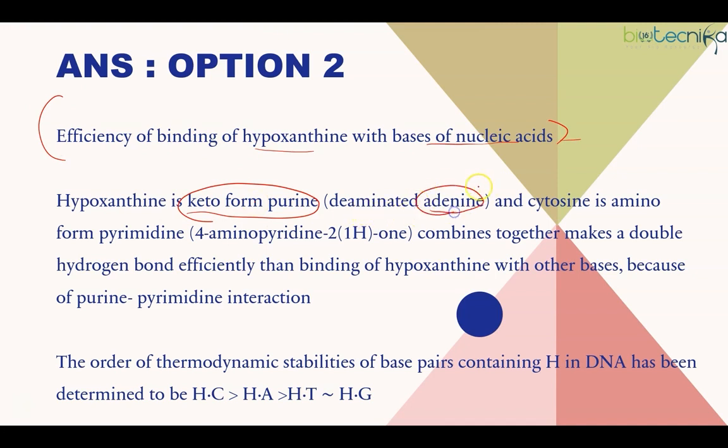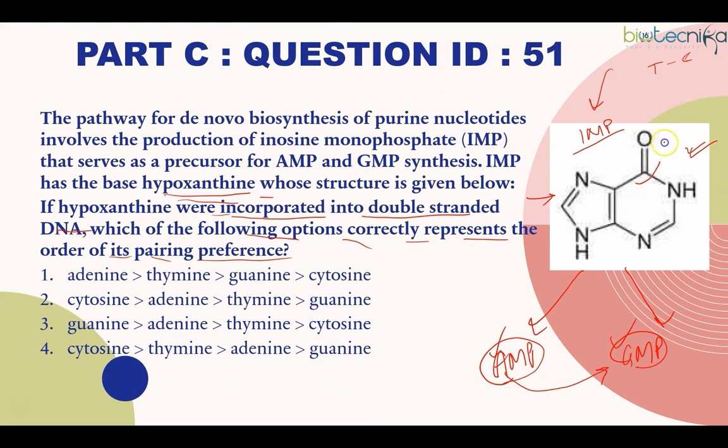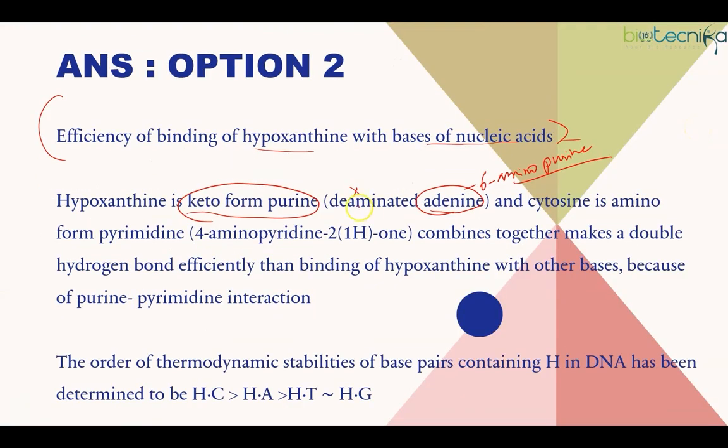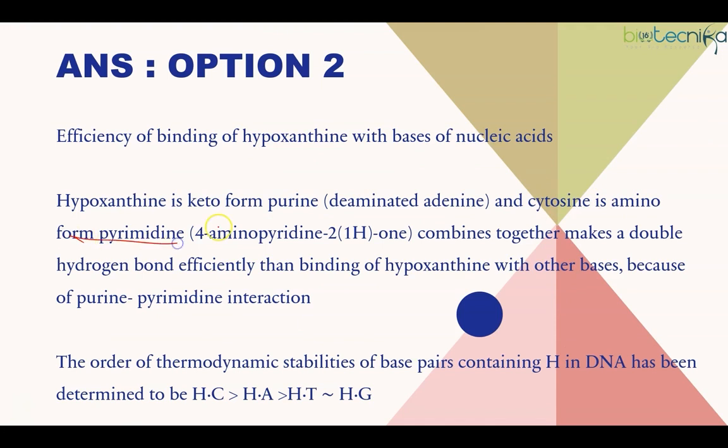We know adenine is 6-aminopurine. That means in the purine the 6th group is amidated. But hypoxanthine doesn't contain that amino group. As you can see here, you have an oxygen, a keto carbon. So it is basically a deaminated adenine. And cytosine, on the other hand, is the amino form of pyrimidine.